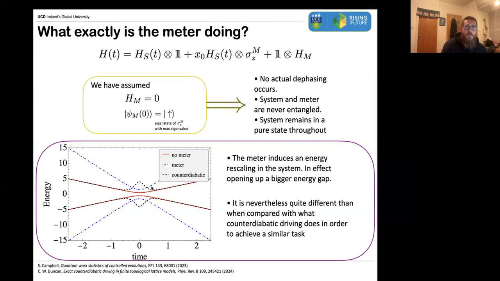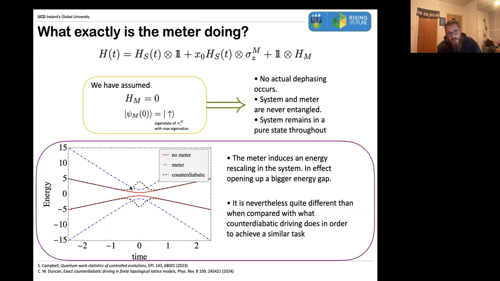Now, what I was interested in understanding was how this effect compares to other control techniques, in particular something like these shortcuts to adiabaticity that people have been studying. The particular details of that are not so important. Suffice to say that if I wanted to control this Landau-Zener model using one of these shortcuts to adiabaticity, I can work out what the control term needs to look like, and I can see that it also induces energy gaps in the system Hamiltonian.